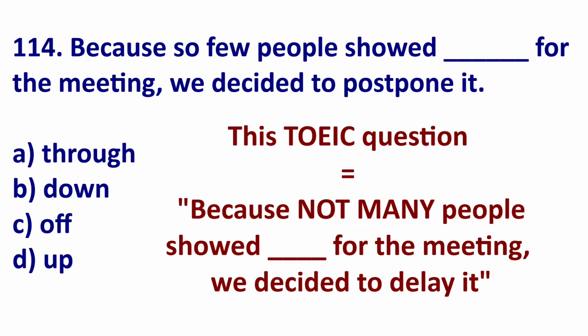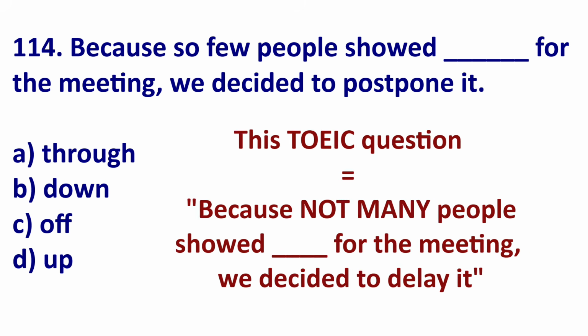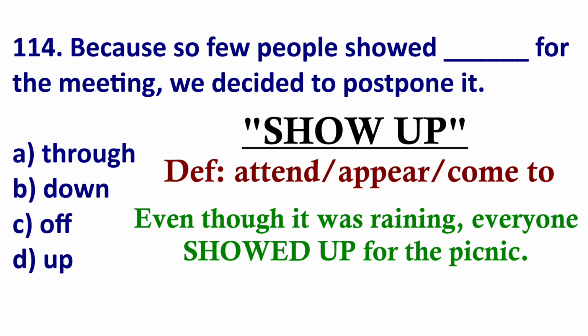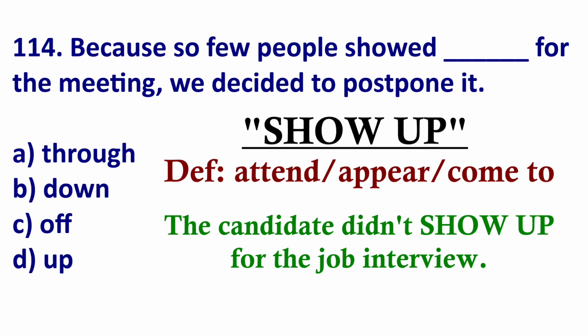Okay, so now we know in this question it says because so few people showed, so that equals because not many people. So this answer is about phrasal verb. The answer is showed up. Showed up or show up is to appear at a location or attend an event. Even though it was raining, everyone showed up for the picnic. So everyone came, attended the picnic. Or the candidate didn't show up for the job interview. So the candidate didn't appear. The candidate didn't come. So for this question, the best answer is D.